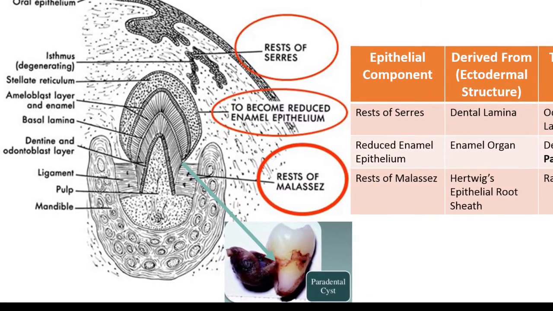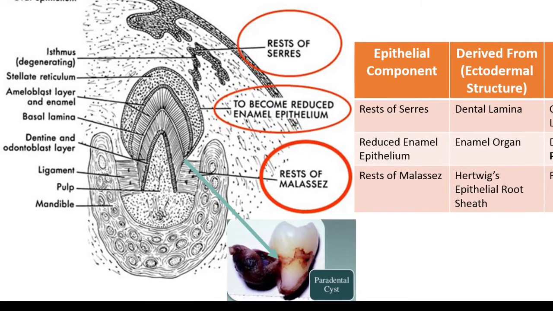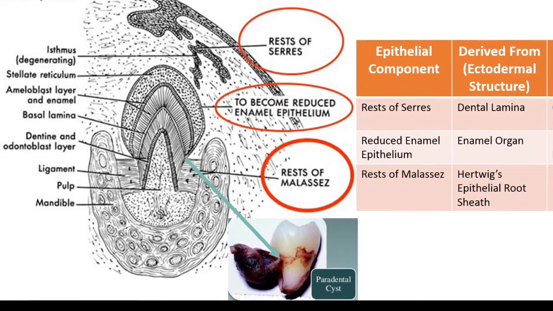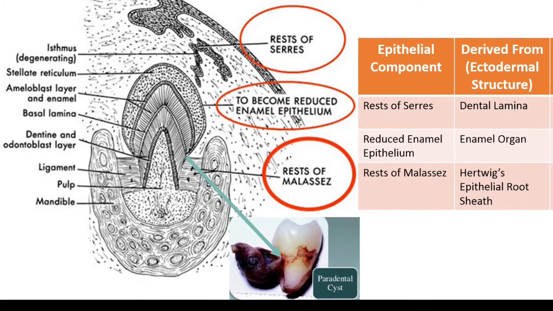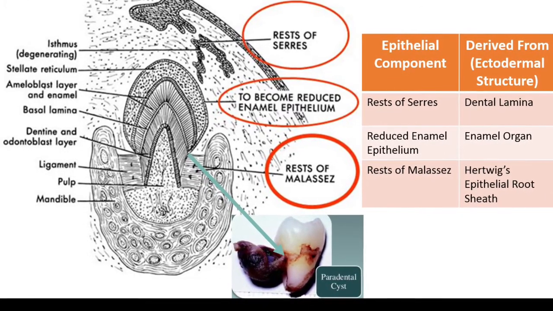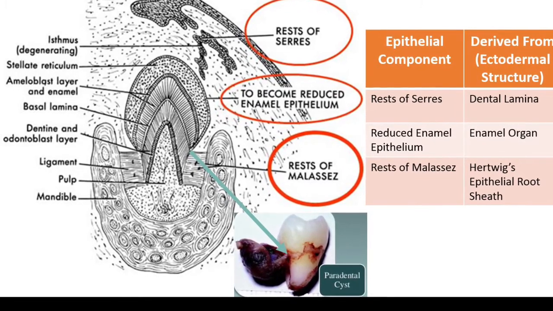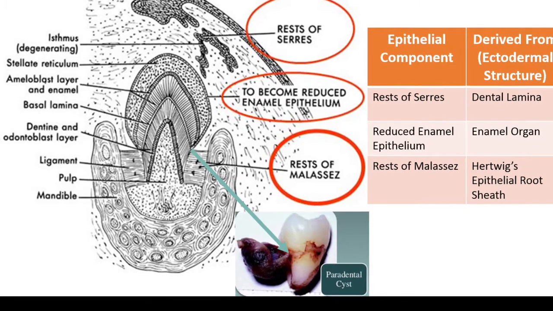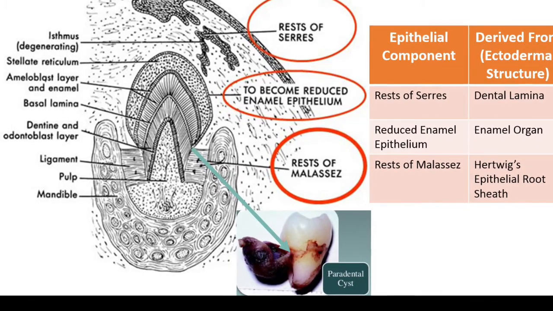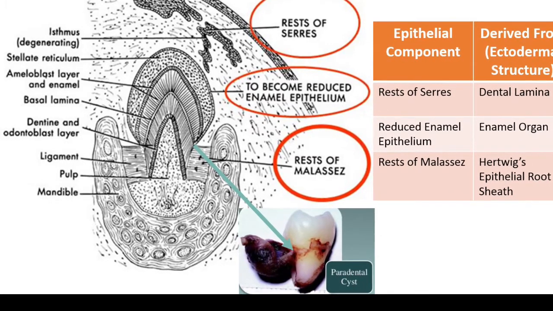Now, lower down is the root surface, and this contains different epithelial rests which are known as the rests of Malassez. Now, proliferation of these at the apex is thought to contribute to radicular cyst formation. However, some have speculated that proliferation of these rests of Malassez higher up on the root surface, closer to the CEJ, may also be able to produce a paradental cyst.